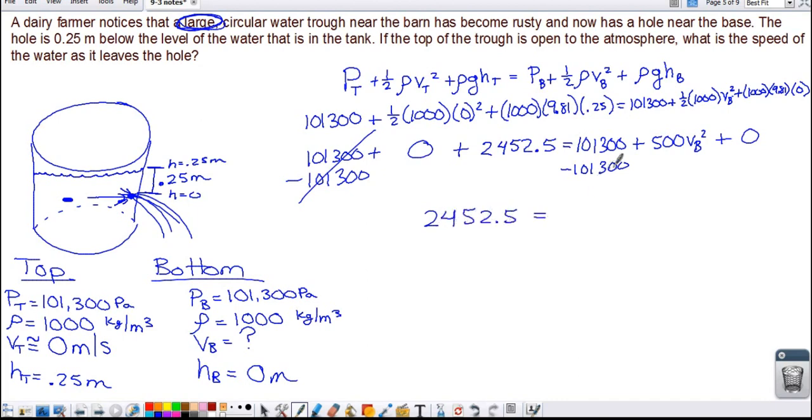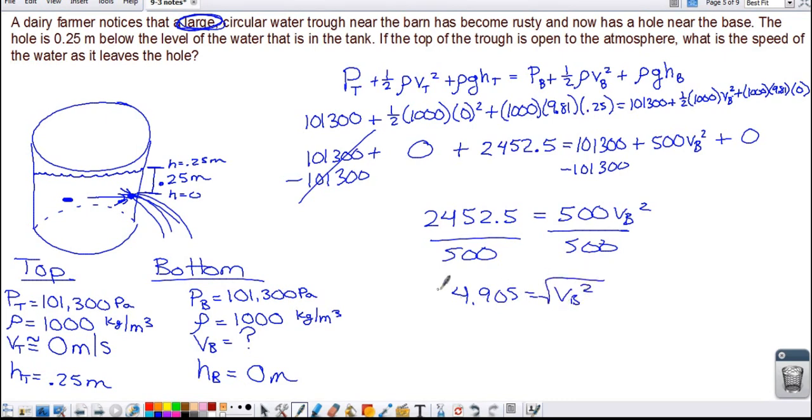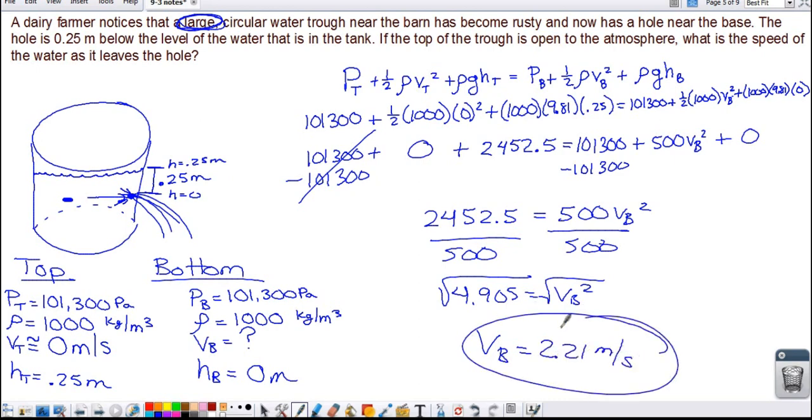So after I added and subtracted, I would be back at 2,452.5 is equal to 500 times the velocity at the bottom squared. Divide both sides by 500. 4.905 is equal to the velocity at the bottom squared. Don't forget to take the square root. The velocity at the bottom is 2.21 meters per second. So the water is spurting out there at 2.21 meters per second.